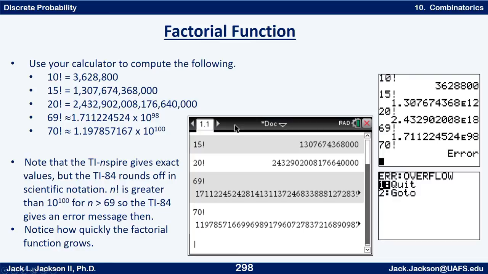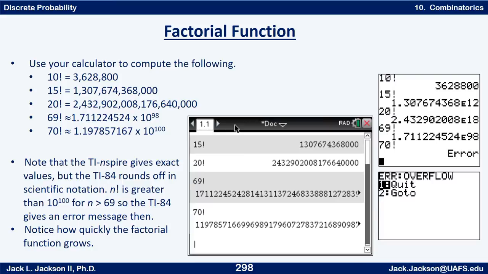69 factorial, here it is. If I arrow over, I can get all the digits here on the Inspire, but I'll just round it off like the calculator did on the TI-84. It's about 1.7 times 10 to the 98th. But look what happens on the TI-84 when you press 70 factorial. It just gives you an error message. It actually says error overflow, and if you quit, it'll go back to here and just say error.